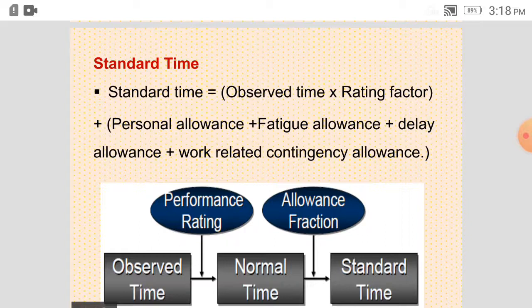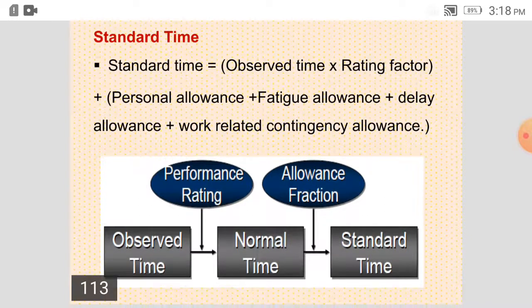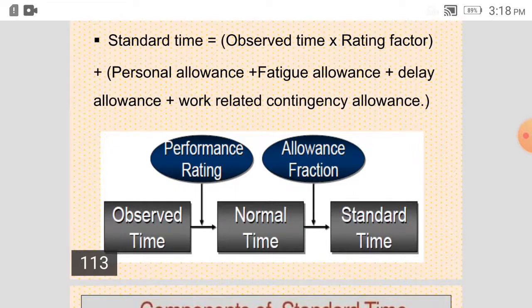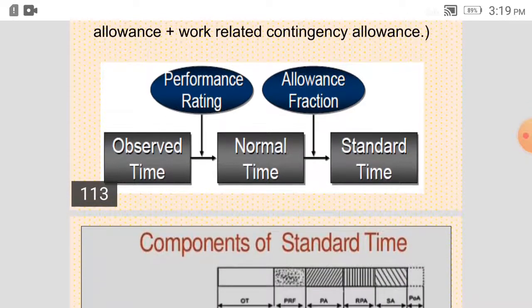Then next is the standard time. So what is standard time? It is observed time into rating factor, that is the normal time. Plus personal allowance, fatigue allowance, delay allowance, work related contingency allowance, whatever it may be, all these allowances are to be added to the normal time, and that will give you the standard time. So observed time, performance rating, normal time, allowance fraction, that is to be added and will give you the standard time.